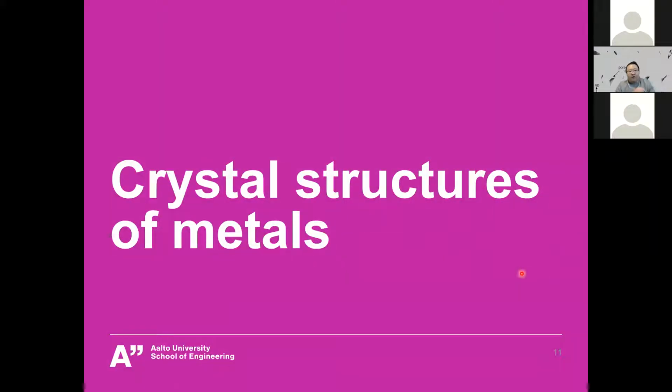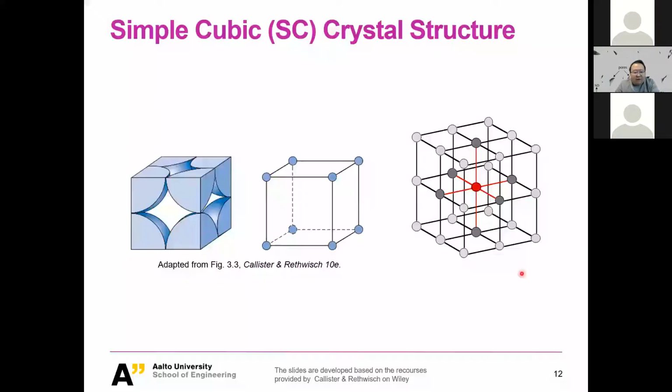Now let's go to our crystal structures of metals. Now you will basically learn all these different packing rules or packing arrangements. The first one is the so-called simple cubic crystal structure. And this is something everybody knows pretty well. That's basically the first ordered packing I showed you with the oranges. And this is easy, so I don't even need to explain that.